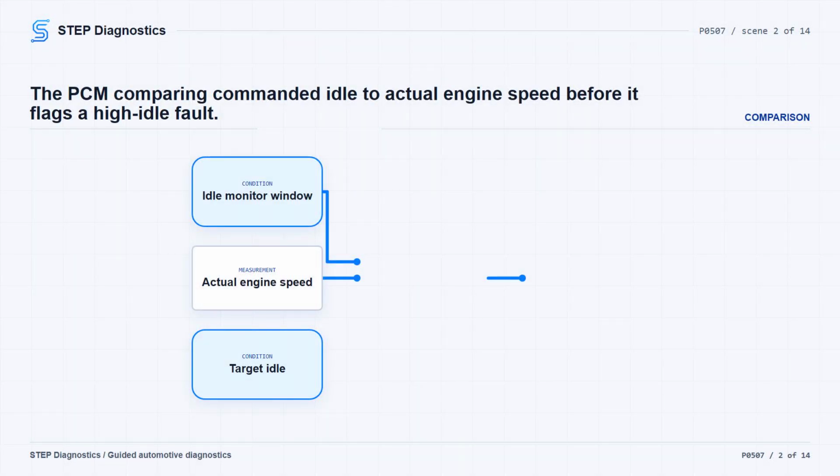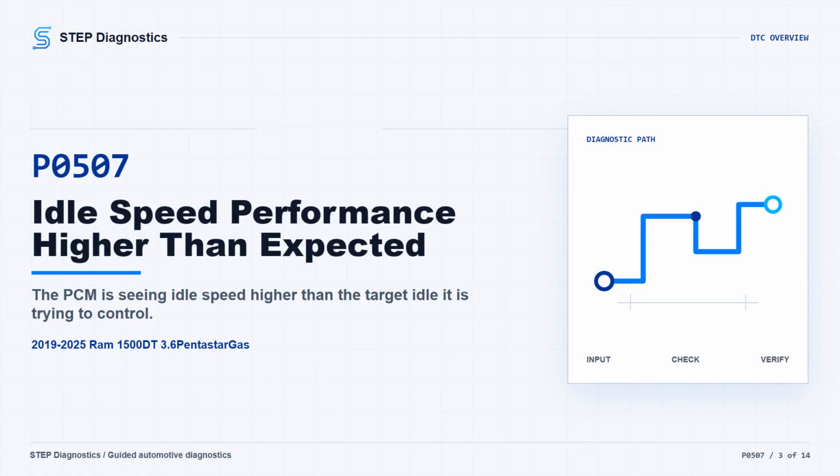Broadly, this can involve extra air getting into the engine, PCV system issues, throttle body control problems, connector problems, or possible ABS communication data affecting how the PCM interprets vehicle speed. The monitor is a commanded versus actual idle check. The PCM compares actual engine speed to target idle speed.